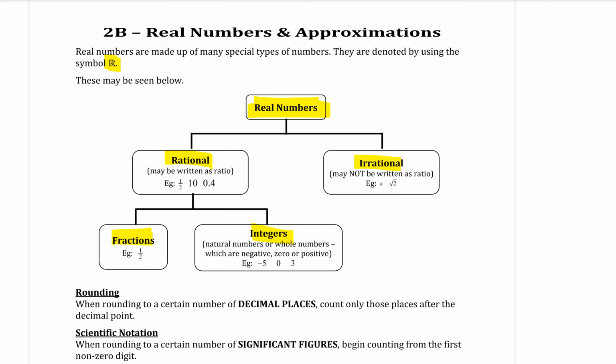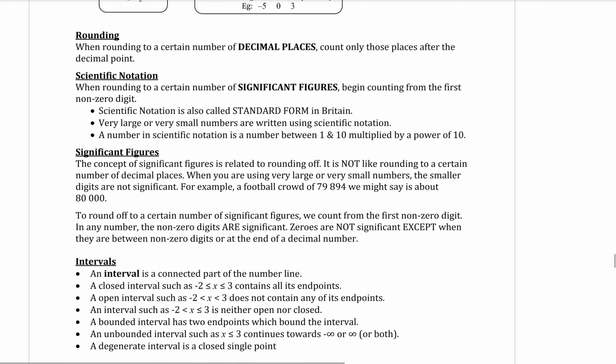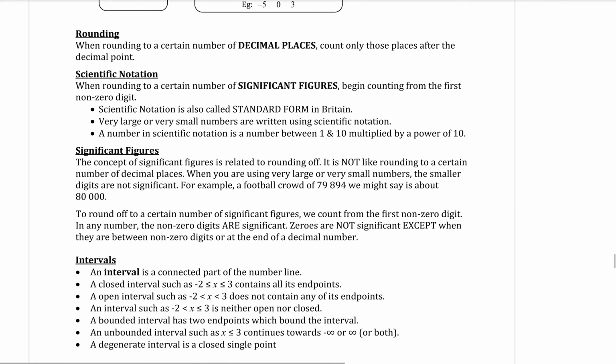Now, going through a few things here that I know you've seen many times before. Rounding. When rounding to a certain number of decimal places, count only those places after the decimal point. So if I say I want 2 decimal places, I count 1, 2 decimal places, and I round off after that. You guys know how to round, okay? Been doing that for years. Scientific notation. When rounding a certain number to a number of significant figures, begin counting from the first non-zero digit.